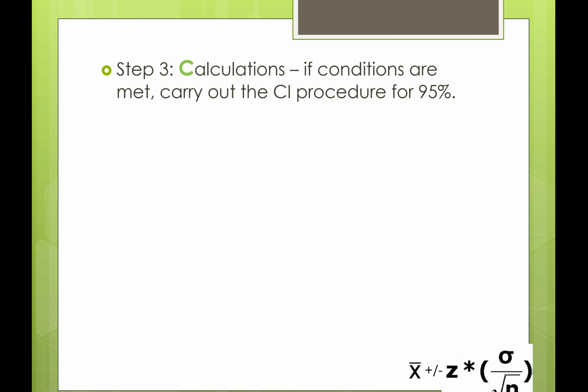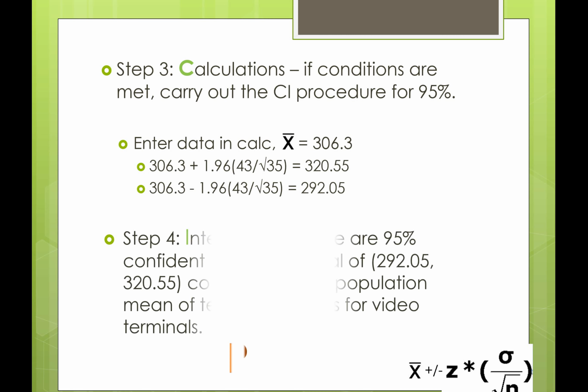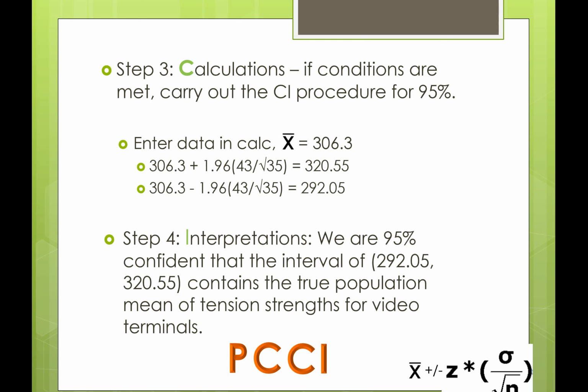All right, then we have to do our calculations. To show your work, you can just type in the numbers here, and then we can do it in the calculator, and it will calculate the whole confidence interval for us. So you can write them out and then define the numbers, just have the calculator do it for you. And then the last step is the interpretation. We are 95% confident that the interval of 292.05 to 320.55 contains the true population mean of tension strengths of the video terminals.